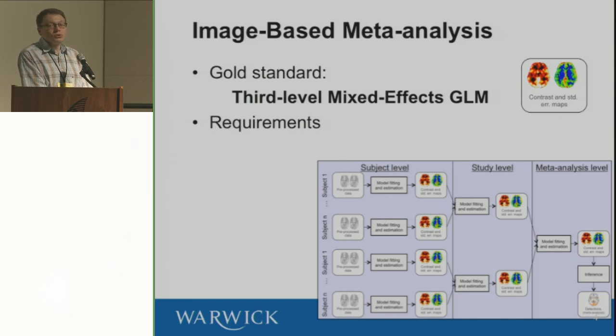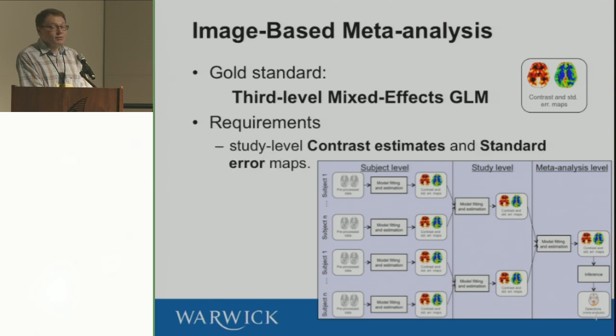So we're going to call this the gold standard approach to intensity-based meta-analysis. But it does require some things. You need to have these contrast and standard error maps available for each study. And crucial to this is that they all must have the same units. Now, if you've used FSL all together in your own lab, that's not a big deal.